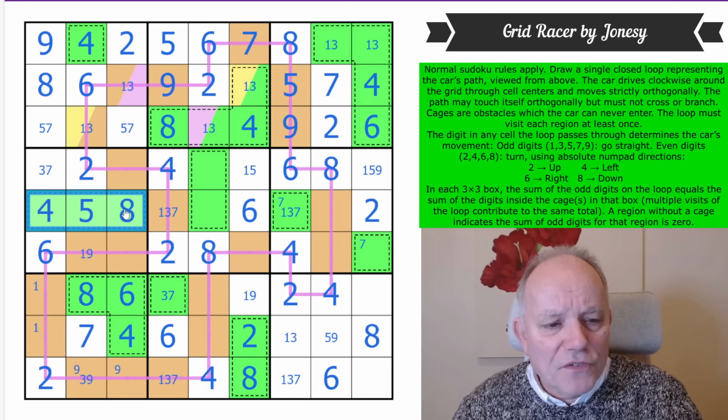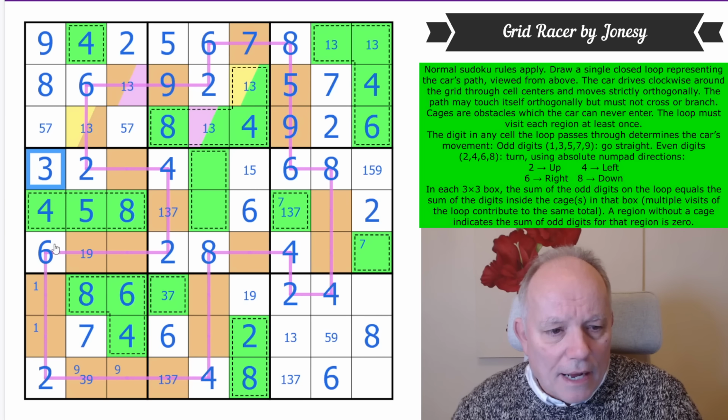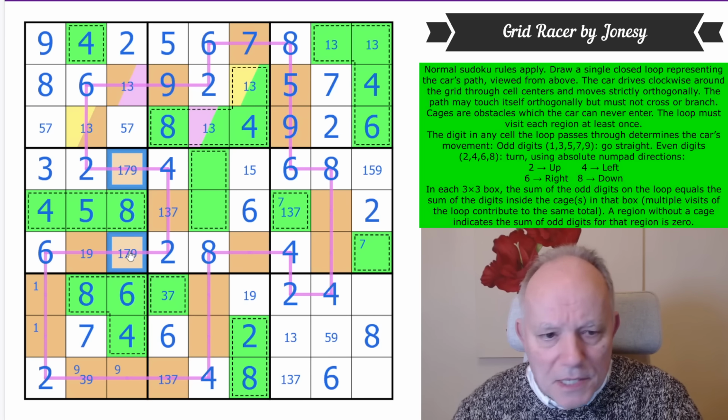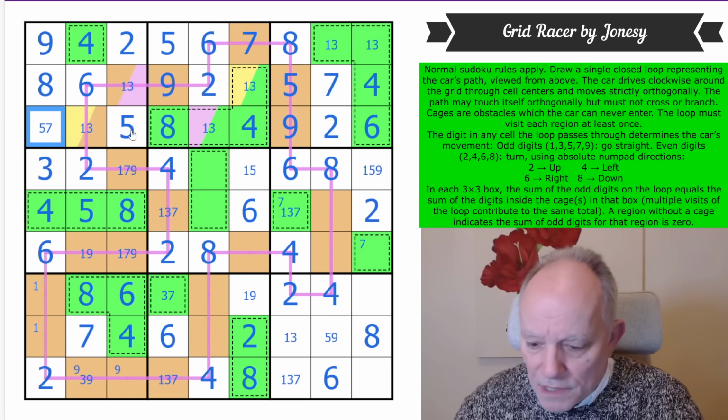Right, 17 in green, 17 in orange is 34, 42, that digit is a 3. Now, this had better help. That 5 there, this had better help. Otherwise, I'm going to be very angry. Right, there is a 7 in one of these two cells. So that digit is a 5. That one's a 7 now.